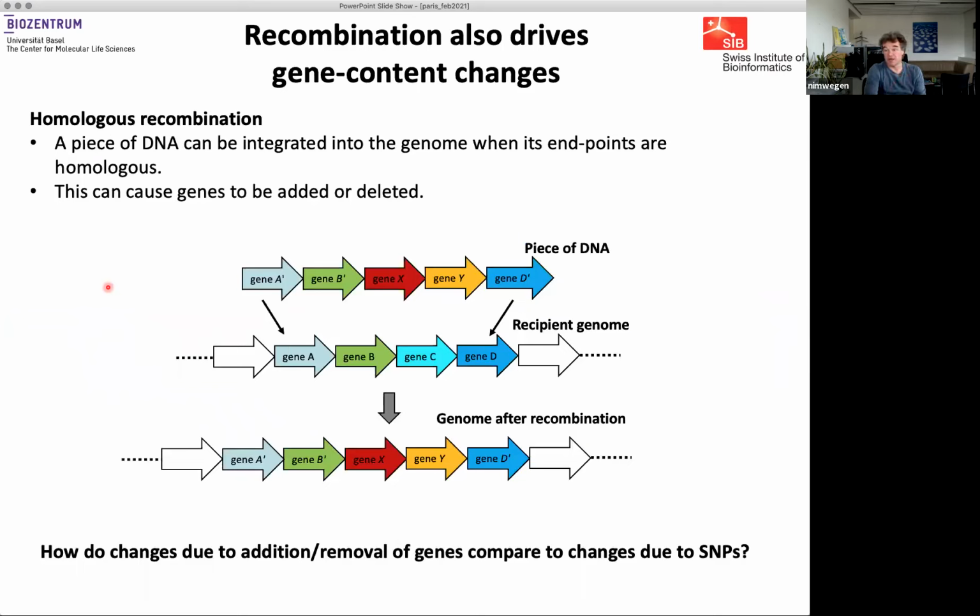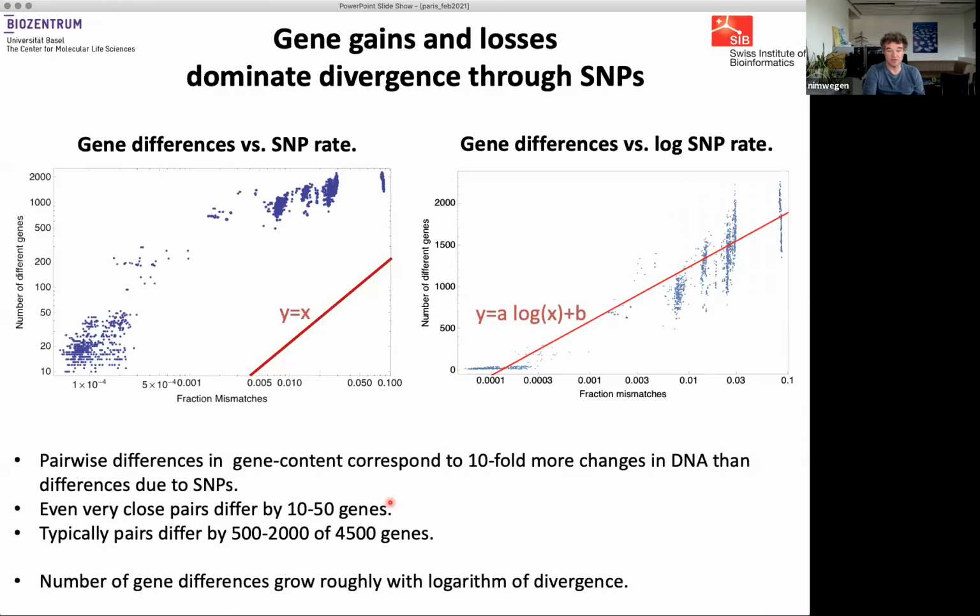these recombination events, I haven't looked at all, I've only looked at the core genome, but it's important to realize that these recombination events can also change gene content. You can have a piece of DNA that has homologous endpoints to a piece of the recipient genome, but that carries in it genes that the recipient genome didn't have. And now if you do the recombination event, you've now added genes to this genome. So these recombination events also drive changes in gene content.